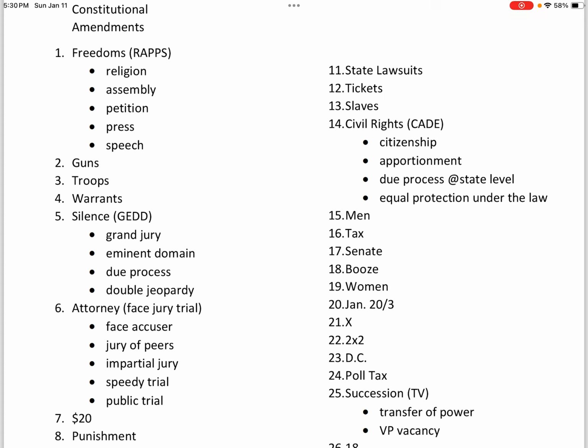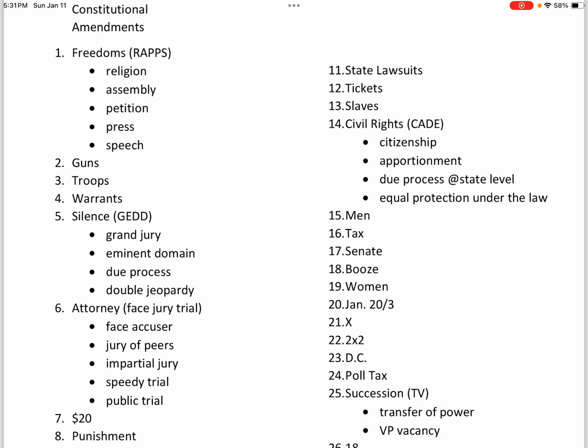The 15th Amendment, this is men, that said that race could not be used as a criteria for voting and all men could vote. Now, for instance, the 15th Amendment wasn't passed until 1870, which is 5 years after the end of the Civil War. But again, we call the 13th, 14th, and 15th Amendments the Civil War Amendments because it was really the Civil War that was fought to grant these very necessary amendments.